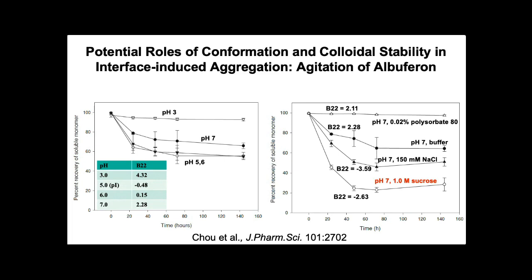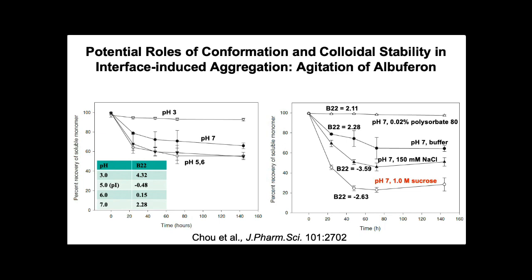If we look here at formulation effects, at pH 7, if we add polysorbate, we can completely inhibit monomer loss due to aggregation because the protein is inhibited from adsorbing to the air-water interface, and it's really not anything to do with the intermolecular interaction energetics. If we add salt, we lose a lot more protein, and if you look, that charge-charge repulsion is lost in the presence of salt. We go to a negative value of B22, which means intermolecular interactions are favored. So charge shielding by the salt will promote aggregation.